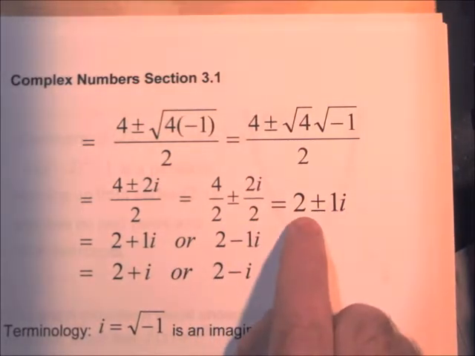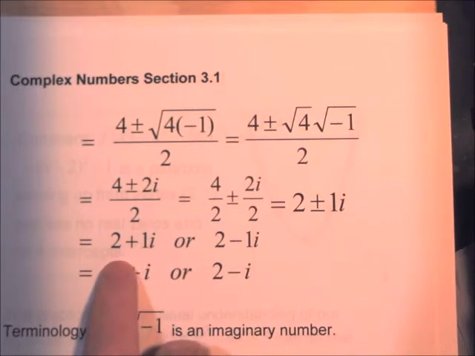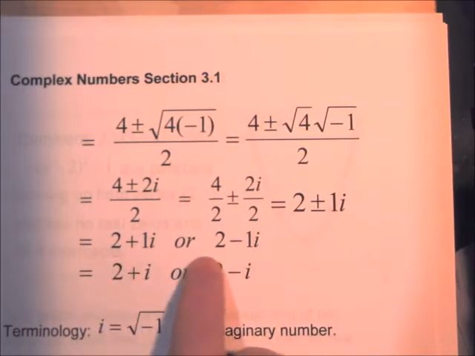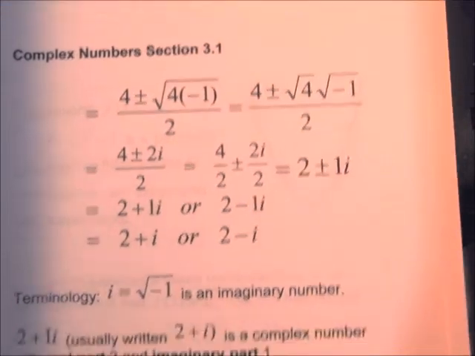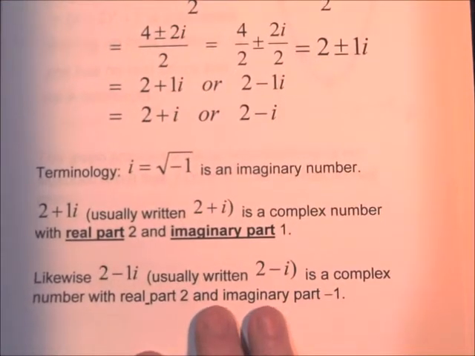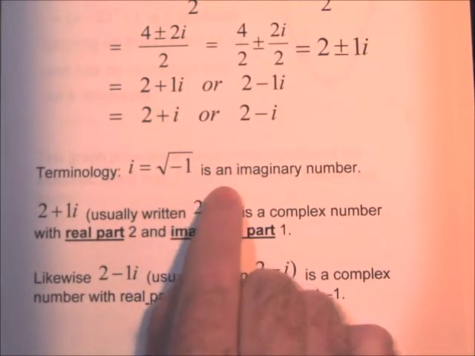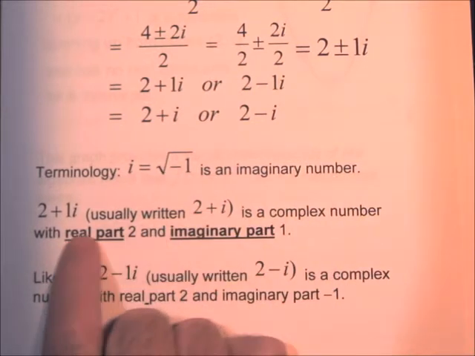4 divided by 2 is 2. 2 divided by 2 is 1. So we have two solutions, 2 plus 1i or 2 minus 1i. Oftentimes the 1 is not explicitly written. You can write this as 2 plus i or 2 minus i. And terminology, i equals square root of negative 1 is an imaginary number.